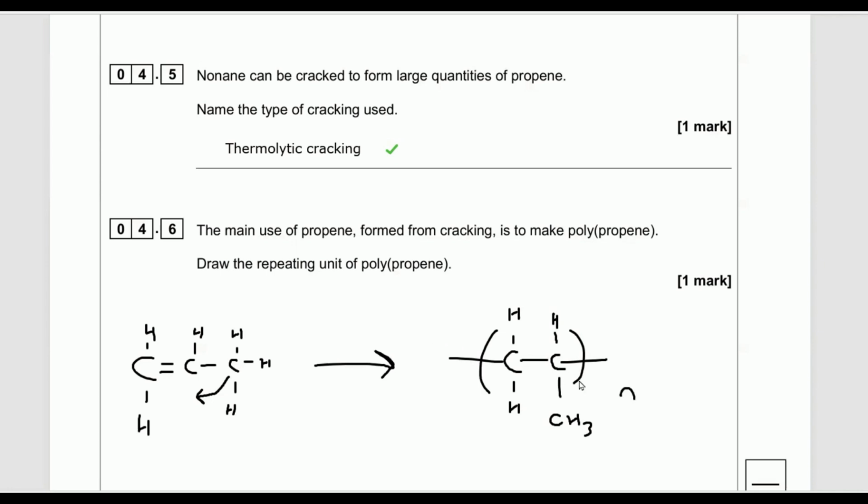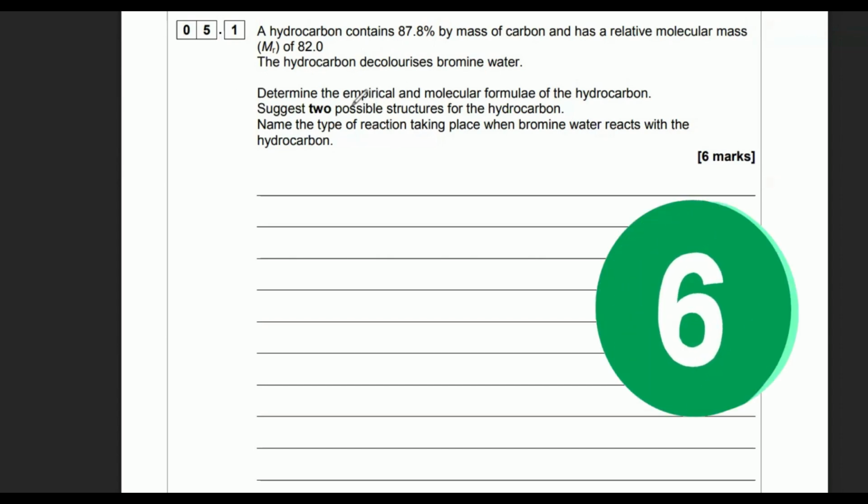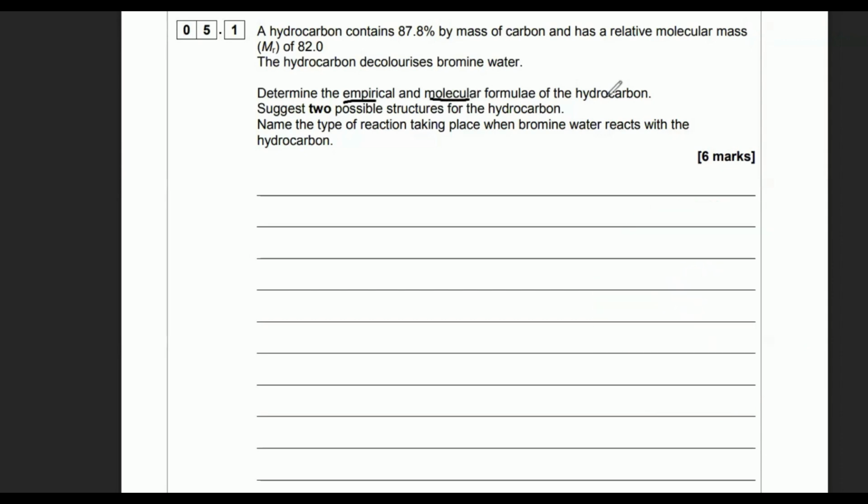Okay, question 5. A hydrocarbon contains 87.8% biomass of carbon and has a relative molecular mass of 82. The hydrocarbon decolorizes bromine water. Determine the empirical and molecular formula of the hydrocarbon. Suggest 2 possible structures of the hydrocarbon. Name the type of reaction taking place when the bromine water reacts with the hydrocarbon. This is worth 6 marks. We have to determine the empirical formula and the molecular formula for the hydrocarbon.